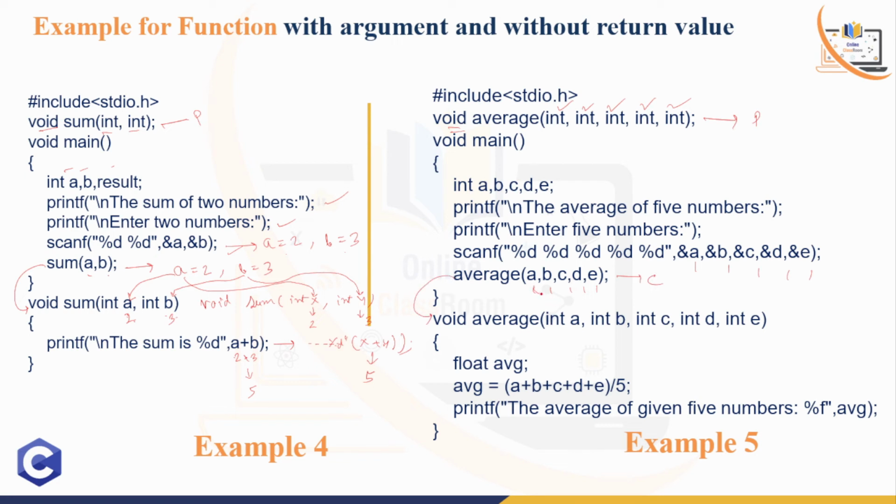Same way, this A maps to this, B with this, C with this, D with this, E with this E, right? And after that I just average: all the additions are divided by 5, nothing else. Okay, now your output will print like this. So this is an example of a function with arguments and without a return type.